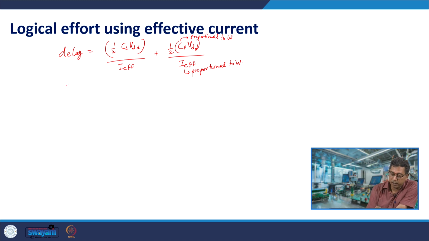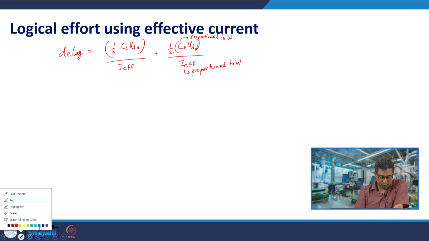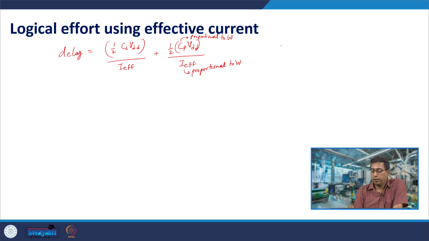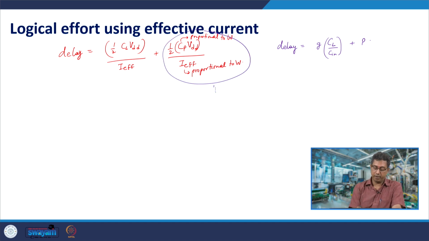So, how do we write logical effort? How do we look at logical effort? So, the delay is equal to G into H, which is CL by C in, plus P, the parasitic delay. Okay. So, P, the parasitic delay, is the same as this, because this is not changing with width. What about the other term? So, how do we obtain the value of G?